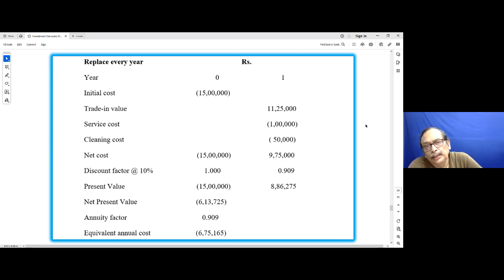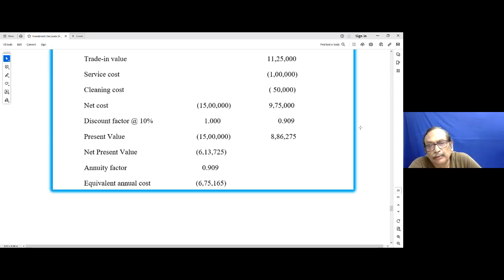Here we are going to consider years 0 and 1. Initial cost is 15 lakhs. Trade-in value is 11 lakh 25,000. Service cost is a deduction, that is 1 lakh. Cleaning cost is 50,000. Net cost outflow is 15 lakhs and 9 lakh 75,000. Discount factor at the rate of 10% is 1 at the 0th year, and at the end of year 1 it is 0.909. So present value comes to 15 lakhs and 8 lakh 86,275.